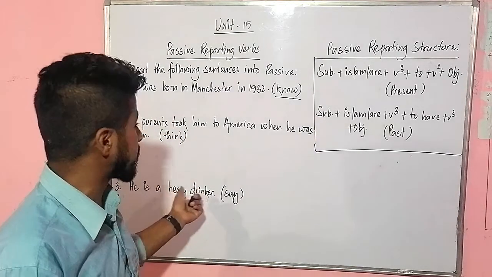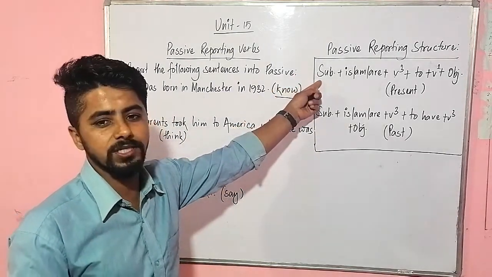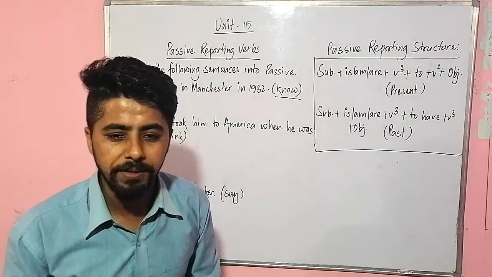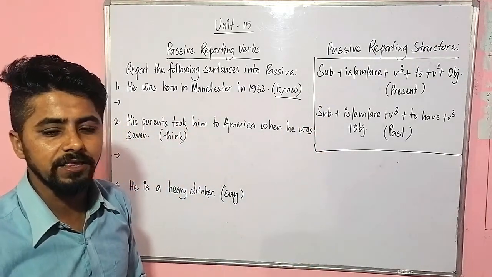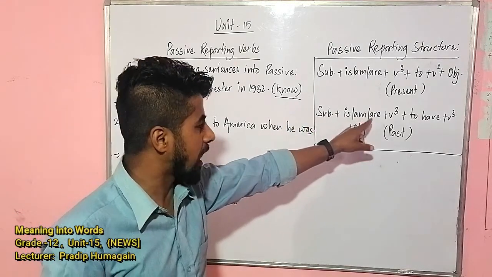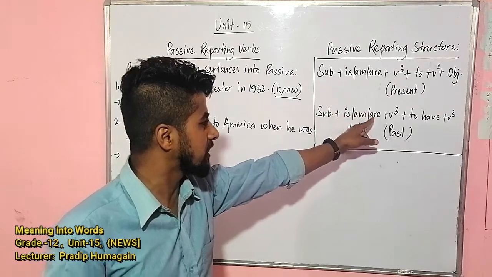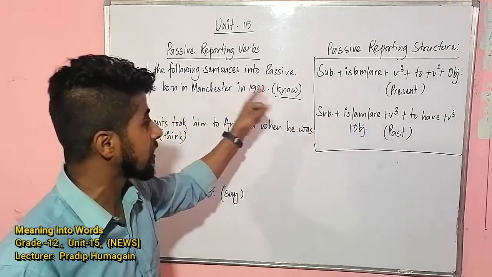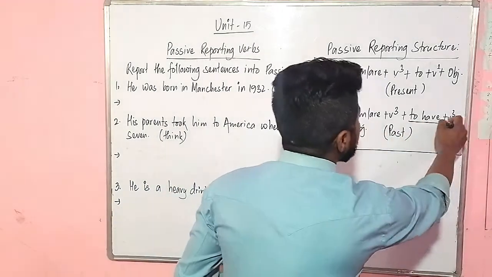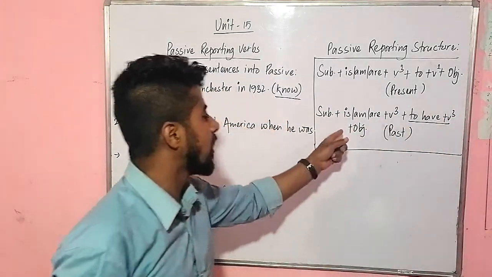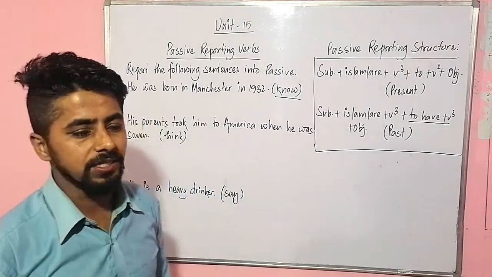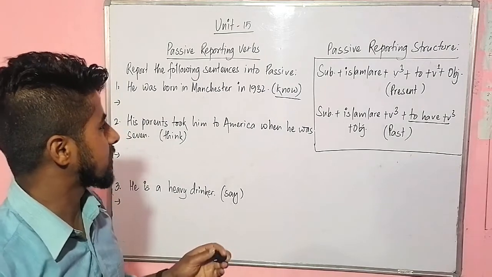If the sentences are given in the present tense, then this first structure should be used, but the second structure will be used when the sentence is given in the past tense. For example, subject plus is, am, are plus B3. The structure says subject plus is and are plus B3. The same thing here also, but something is different here. To have plus B3 will be used and will be followed by the object, and it is for the sentences which are given in the past tense.